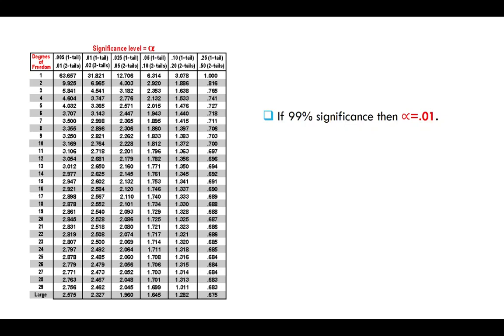If I want 99% significance, now I'm looking at alpha equals 0.01. So let's say we have a two-tailed hypothesis test. Let's stick with our degrees of freedom of 24. So can you figure out where we need to be on this table? See if you can figure out degrees of freedom 24, two-tailed, alpha is 0.01.